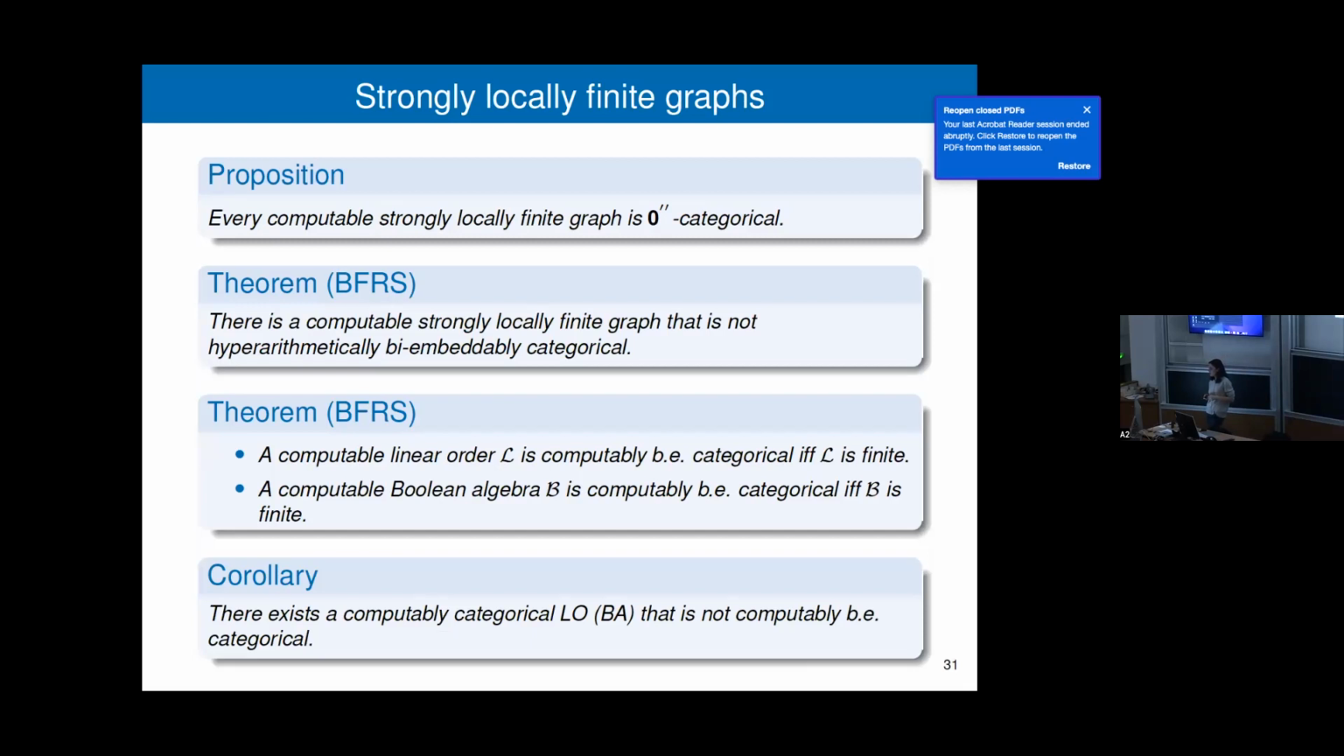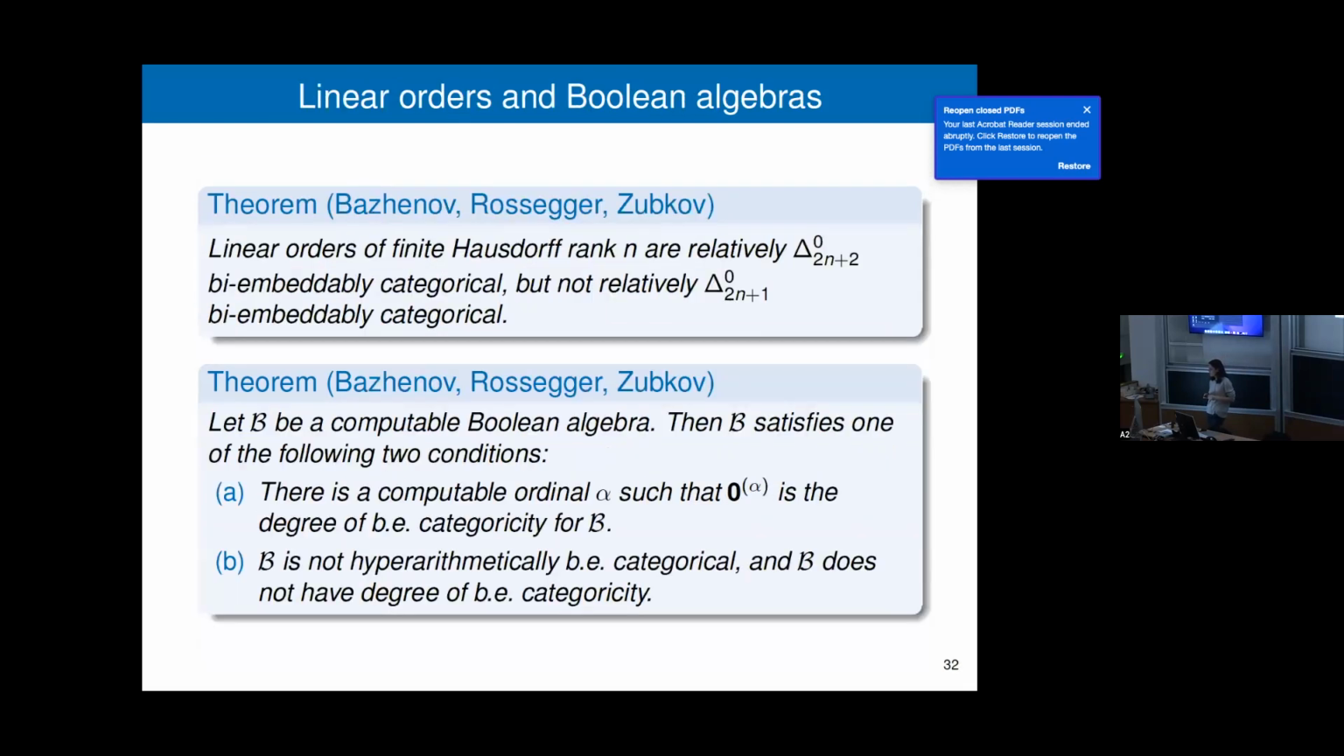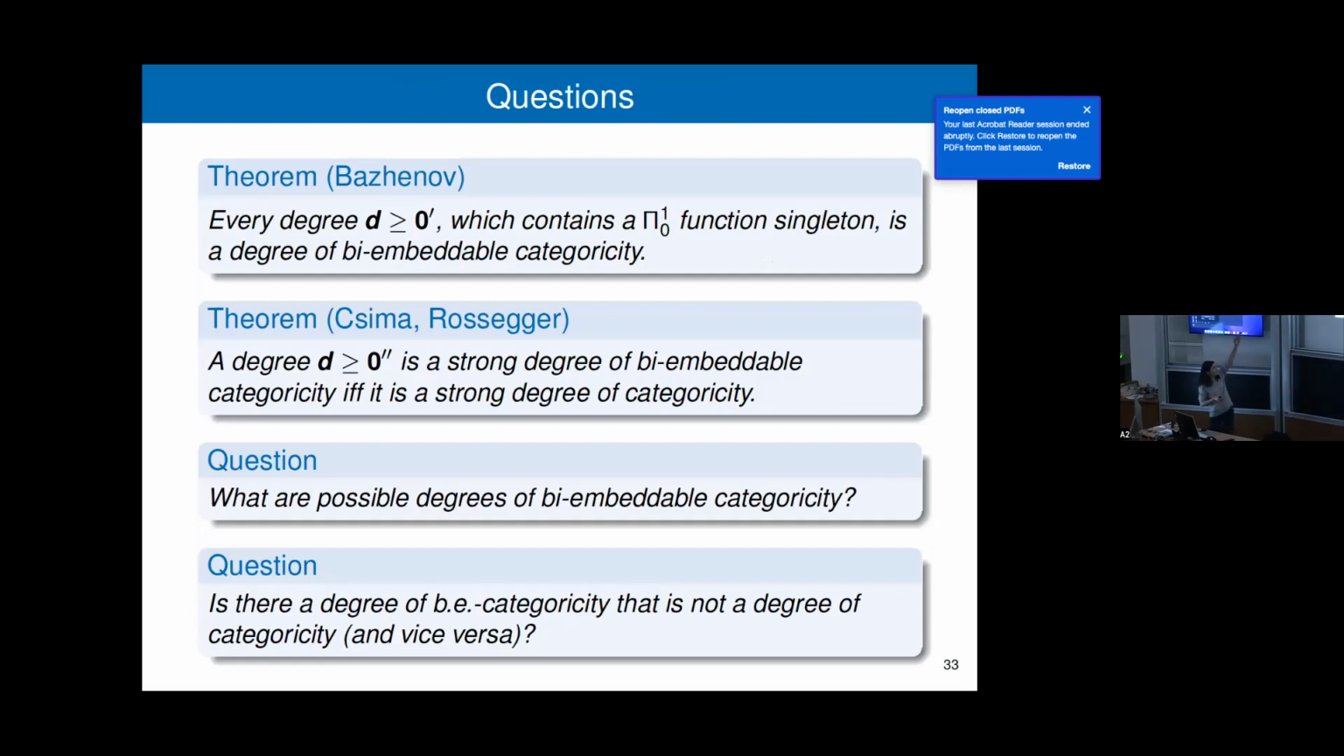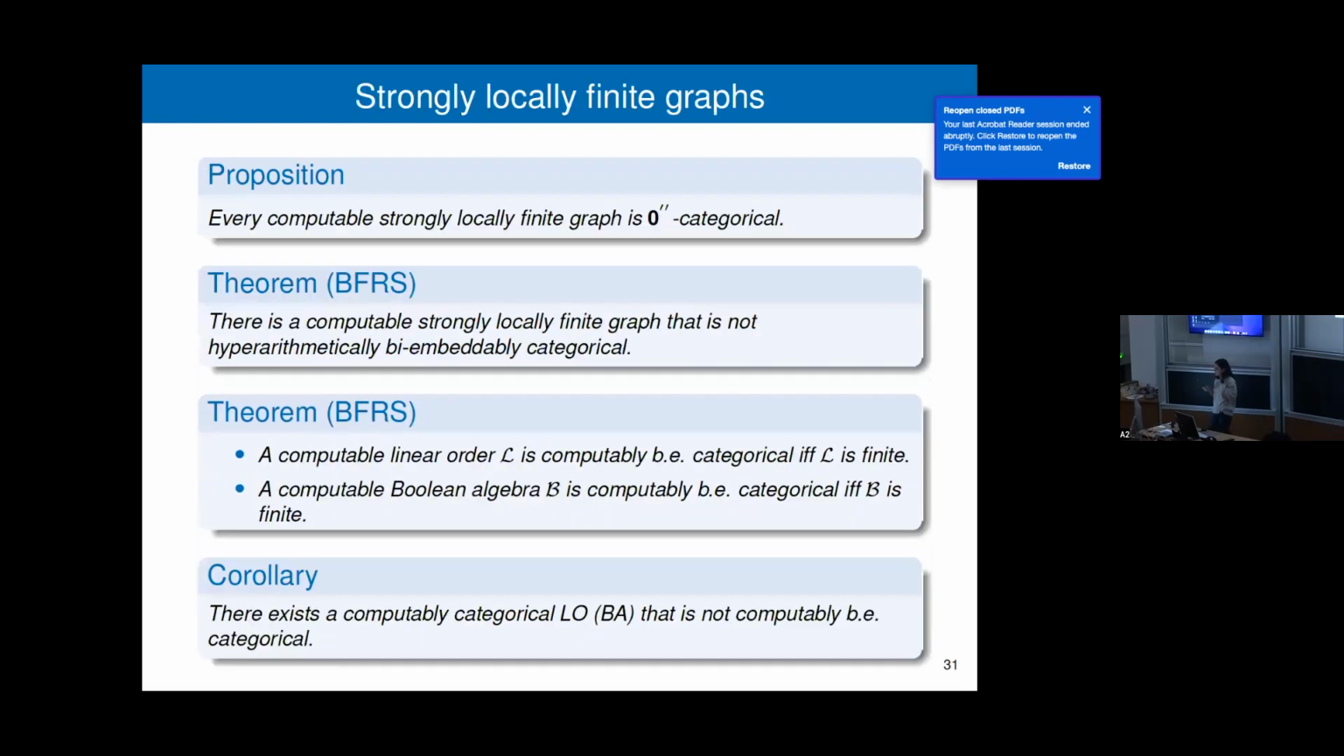So let's see. It's basically going like this result of Bazhenov. This is coding this kind of Pi-zero-one function singletons. Let's see, so what exactly do we code there? We are coding some kind of path into this locally finite graph that then makes it non-hyperarithmetically bi-embeddably categorical. Now you have to repeat the question.